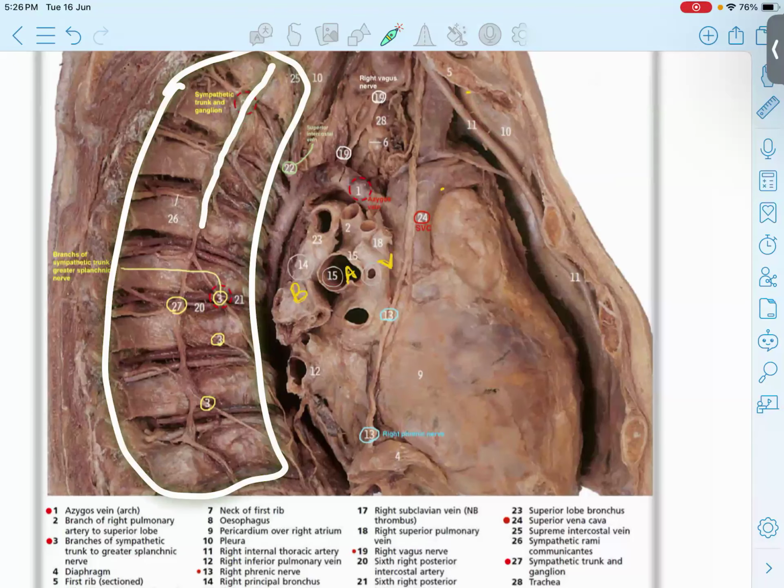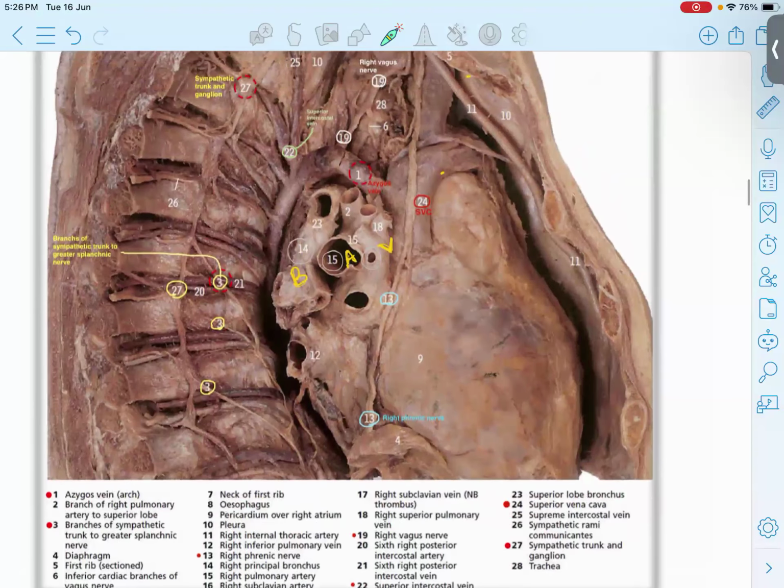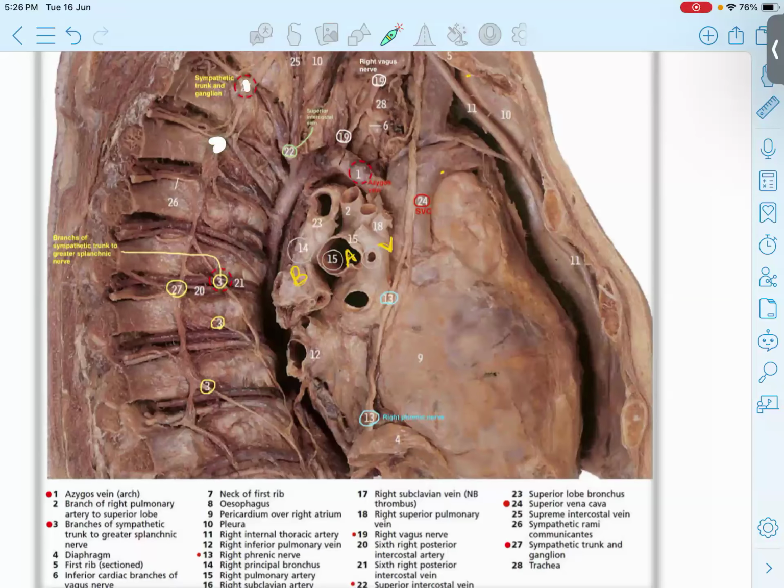What is this? Chain-like structure. This is sympathetic chain. 27, sympathetic chain with ganglia. This bulging point, these are ganglia. So 27 is sympathetic trunk and ganglion. What is this structure? 3. It is also important. It is branches of sympathetic trunk to greater splanchnic nerve. These are the branches of sympathetic trunk to greater splanchnic nerve.